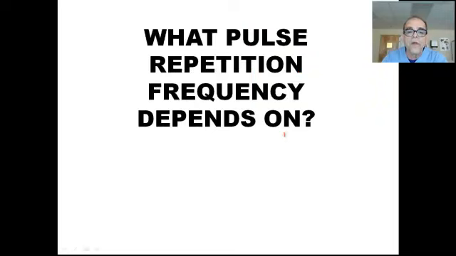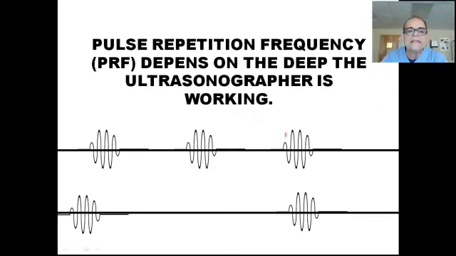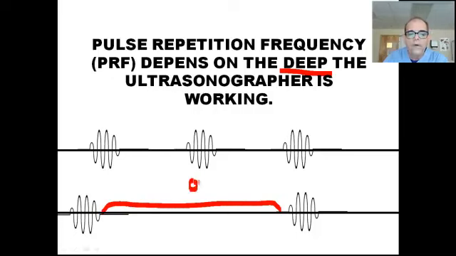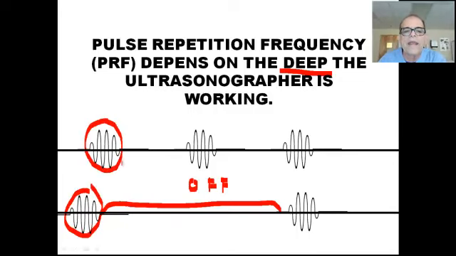What does pulse repetition frequency depend on? The depth that you are working at. Pulse repetition frequency depends on the depth the ultrasonographer is working at. When you are working deeper, you have more time off because the pulse duration does not change. Pulse duration is not operator adjustable. Pulse duration depends on the number of cycles and the period.